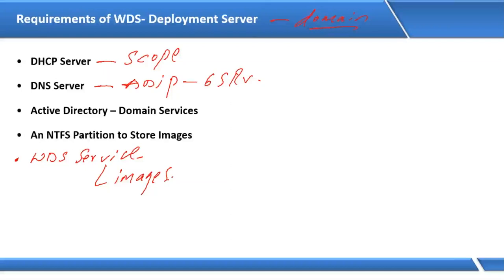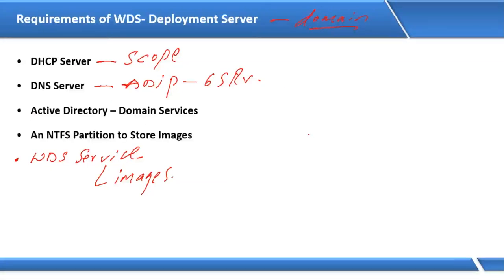It's done. So in total, how many services do we require? DHCP service with scope, DNS service with 6 service records, we require Active Directory, and we require WDS service. So how many services in total? 4 services, and 1 drive we require. These are the requirements on the server.